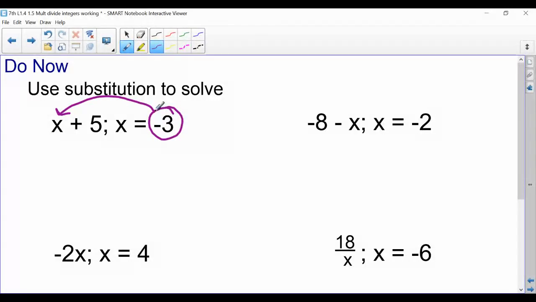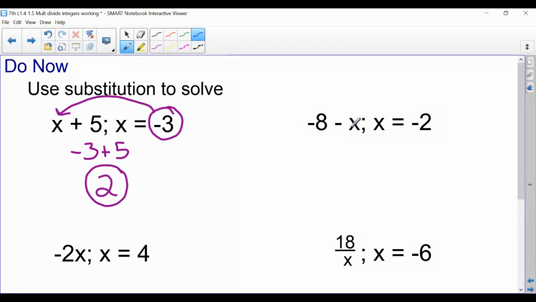So this first one, when we put the negative 3 where the x is, our math problem becomes negative 3 plus 5. Different signs find the difference. 5 minus 3 is 2. Answer gets the sign of the larger value, so it's a positive 2.